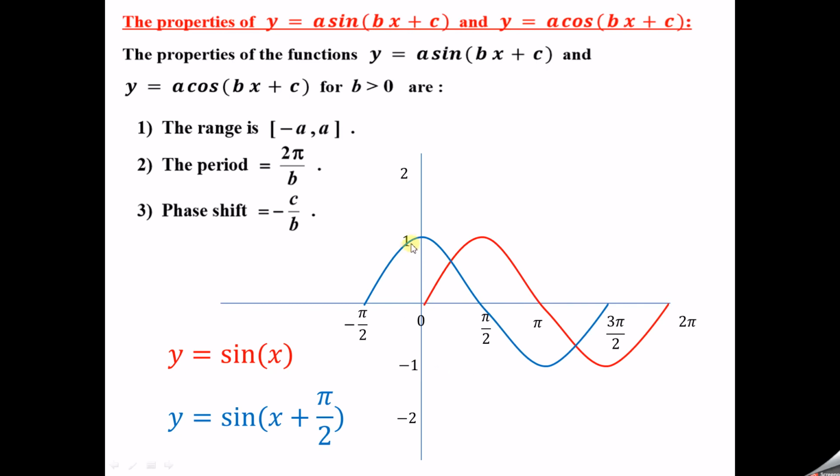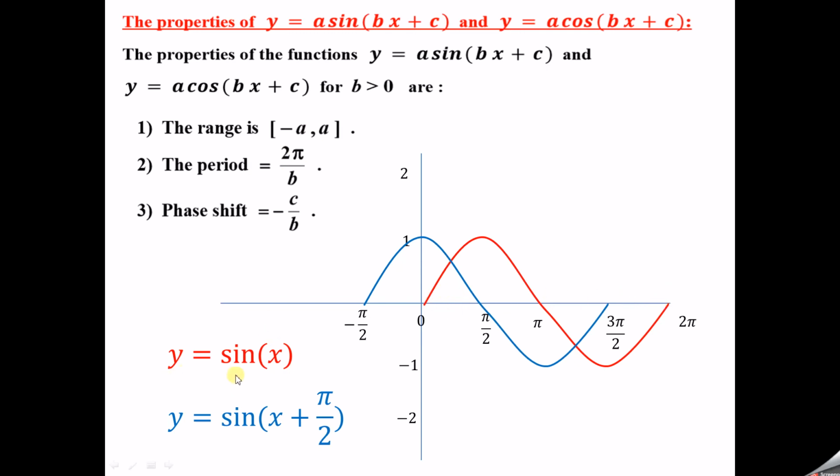The maximum value is plus 1, the minimum value is minus 1, because for both functions a is 1. The sin x coefficient is 1 for both. Now b, the x coefficient. Here the x coefficient is 1, and here also the x coefficient is 1. So the period is 2 pi by b, 2 pi by 1, b is 1. So for both functions the period is 2 pi. So after a length of 2 pi, the values will be repeated.